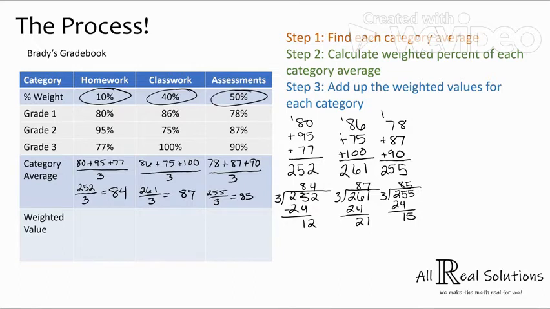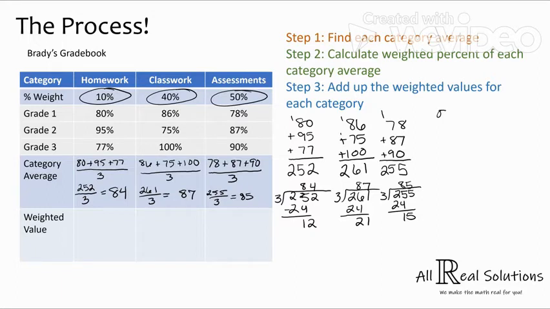So what percentage is Brady going to earn if he has an 84 in homework, an 87 in classwork, and an 85 in assessments? Now that we have our category averages, we need to calculate how much of that grade is going towards his final grade. And this is when we bring in the weightings. Homework is weighted at 10%. So we have to convert 10% to a decimal.